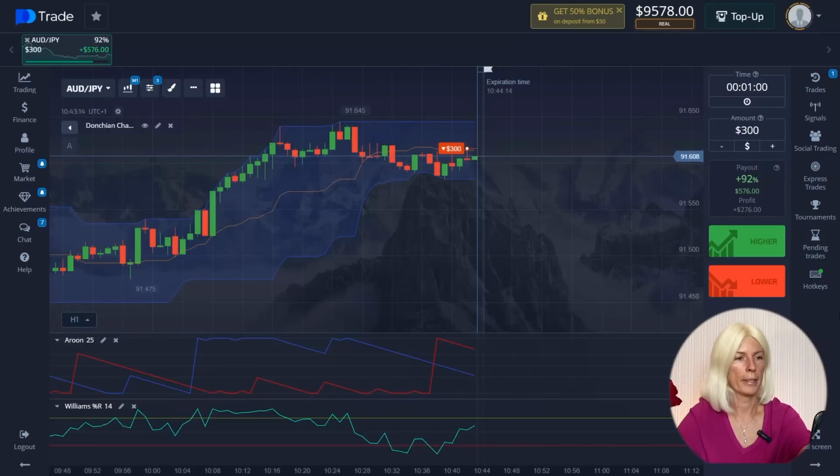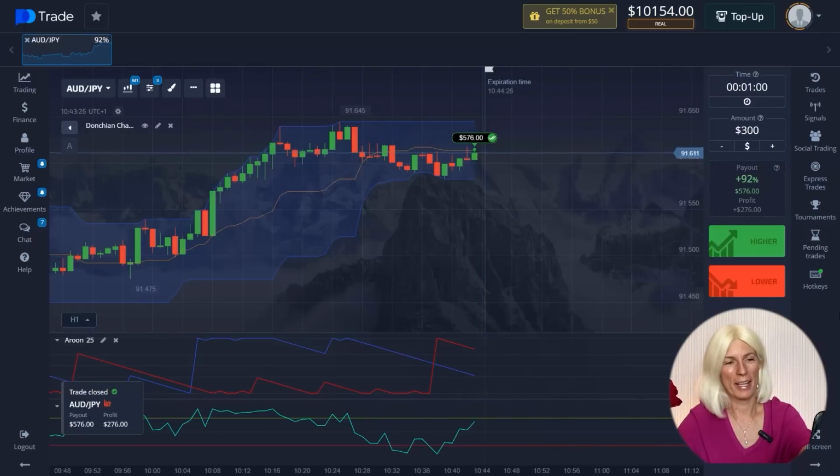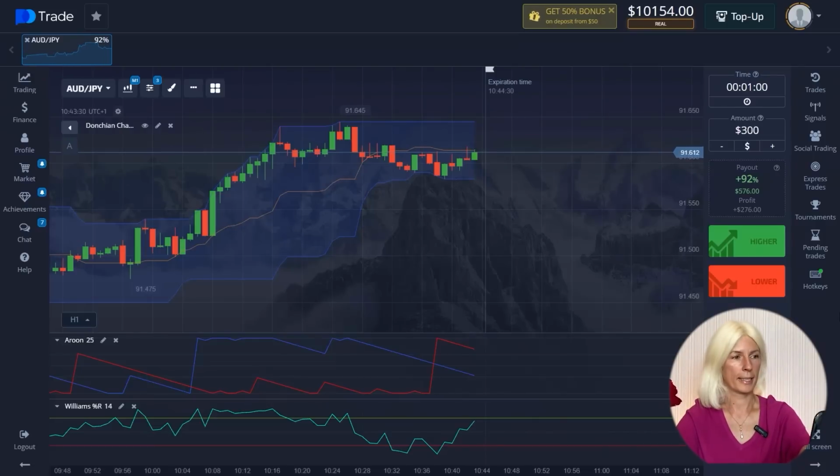So we saw a pullback on our chart as I expected. But then the price resumed its growth. Nevertheless, the trade was completed and replenished our balance again by $276. What else can I say?